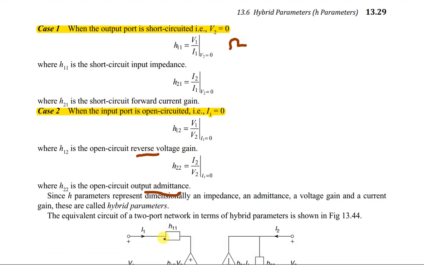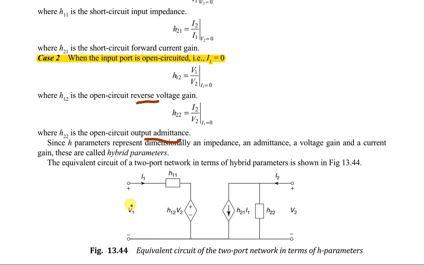So how to write a model for this? Like in a BJT, for the common emitter configuration, all of you are already writing HIE, HFE, HOE. So H11 is the input impedance. Then there is a dependent source whose value depends on V2, the output voltage. H12 V2 is a dependent voltage source.